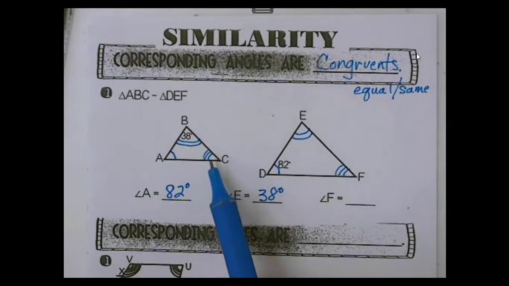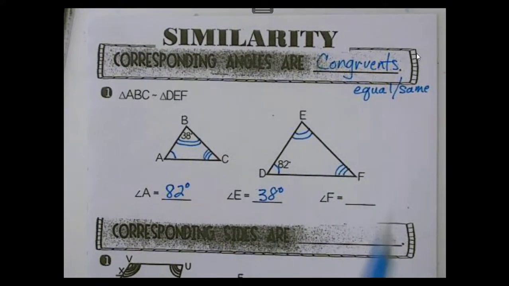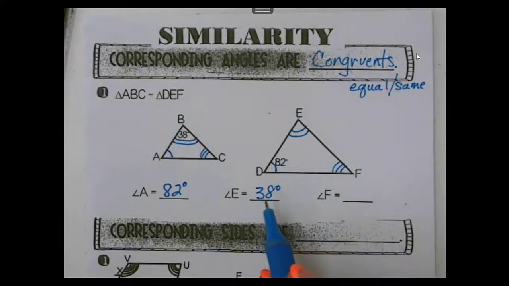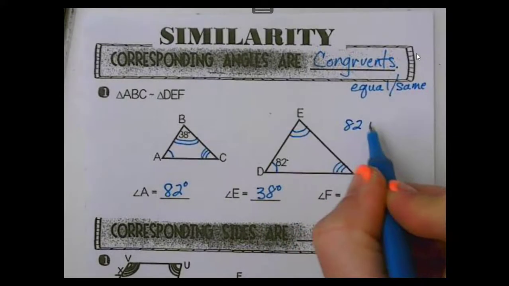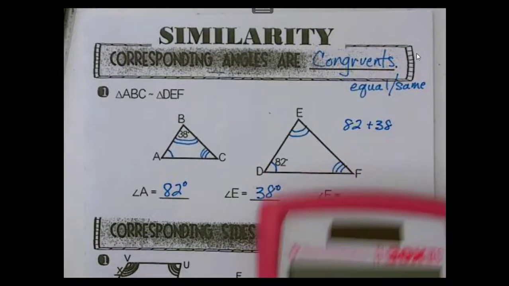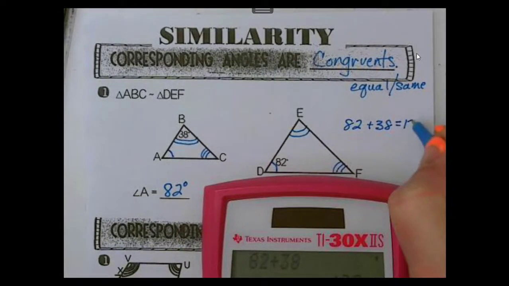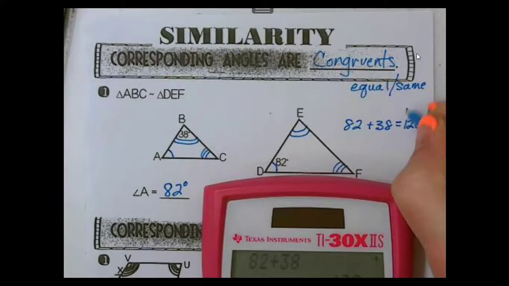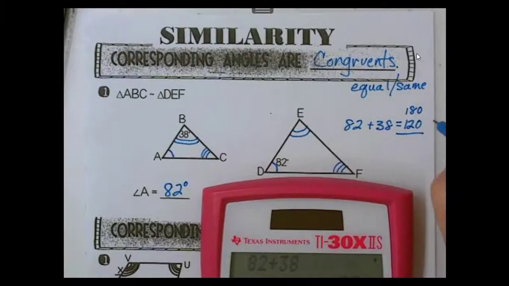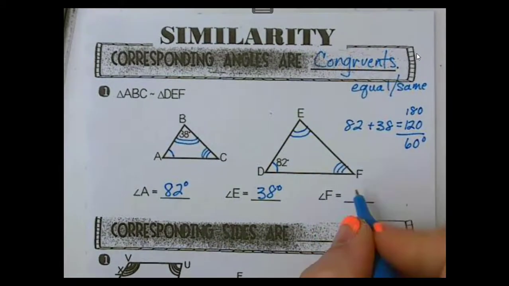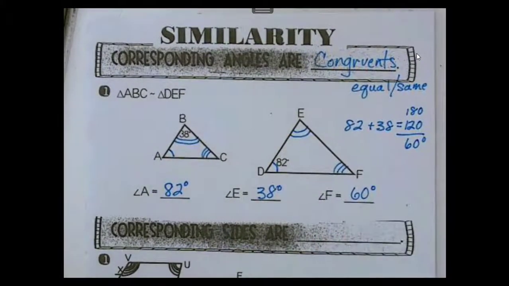Now, we don't have angle C or F, but what I do know is that a triangle's angles add up to 180 degrees. So I'm going to take 82 plus 38, and that equals 120. Now I'm going to take that away from 180, and that is going to leave angle C and F 60 degrees.